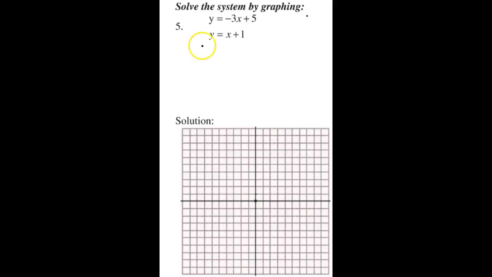Next, we're going to solve by graphing. So let's go ahead and graph both of these. Remember, this is going to be negative 3 over 1. So that's down 3, right 1. Okay, so we're going to start at 5. 1, 2, 3, 4, 5. And down 3, right 1. I'll do that a few times. And use a straight edge because your answer is where these intersect, so you want to use straight lines.